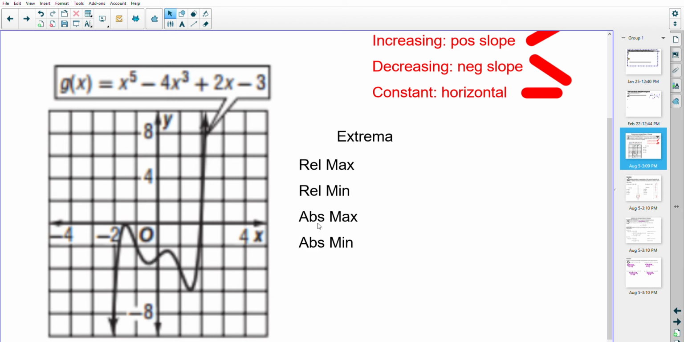If you look at the absolute min and max, you can see that as this function goes to negative infinity, as your x goes to negative infinity, your y is going to go to negative infinity as well. So there is no absolute minimum, and there is no absolute max for the same reason.